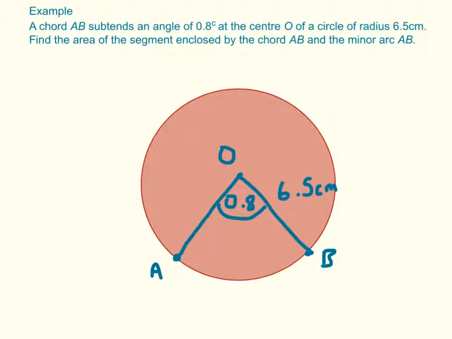So the arc is that there. That's the minor arc AB, and that's the major arc AB. So we're interested in the minor arc AB. And then if we draw a straight line from A to B, that's the chord AB. So the segment enclosed by the chord AB and the minor arc AB will be that yellow shaded shape there.